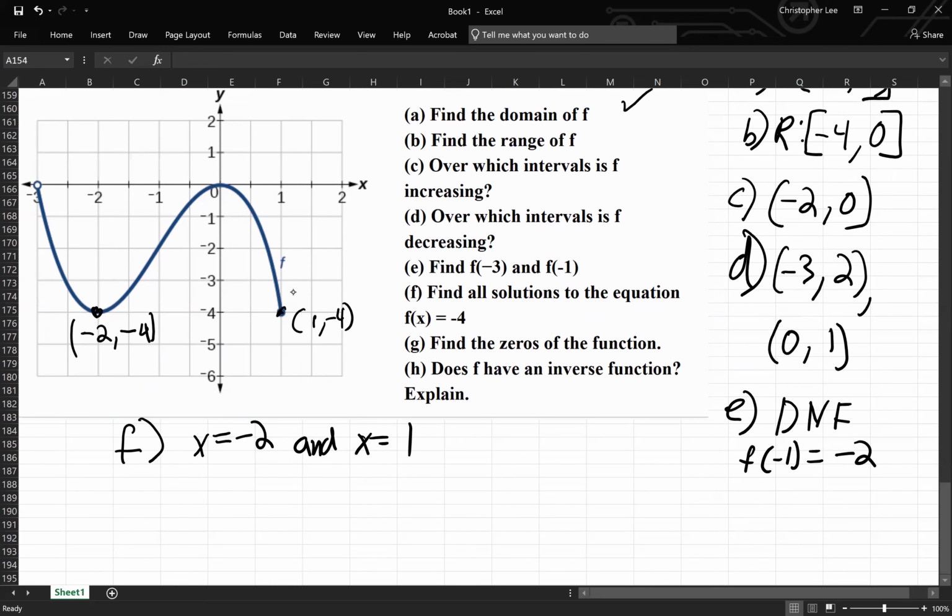All right. G, we want all the zeros of this function. So we have a zero at 0, so (0, 0). And it asks, does this function have an inverse function? We could find an inverse function. We just have to reflect it over y equals x. So I would say yes.